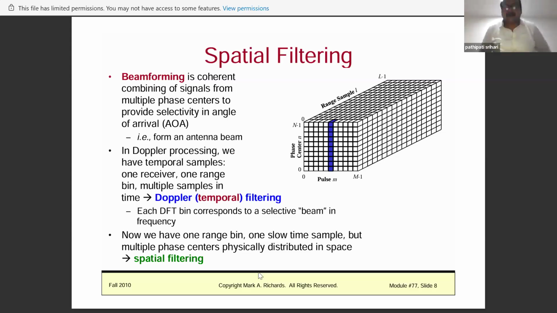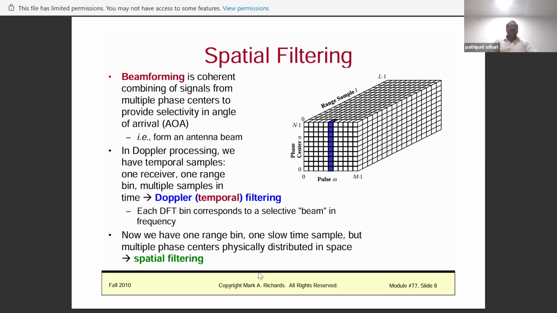Then let us see what is known as spatial filtering. Spatial filtering, or beamforming, is coherent combining of signals from multiple phase centers to provide selectivity in angle of arrival. So we will be trying to get the selectivity in angle of arrival. I will show you a practical experiment that we have done at our startup in NITK. So that is to form an antenna beam.